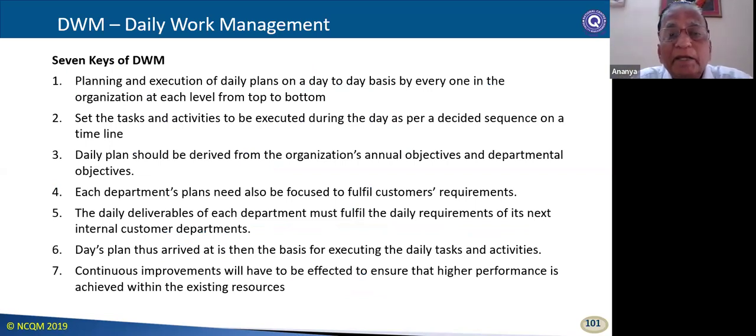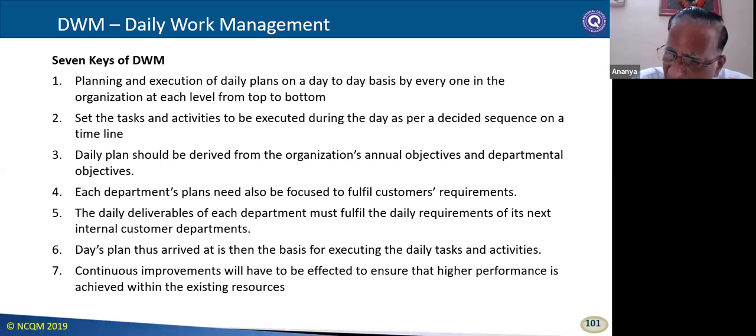Planning and execution of daily plans on a day-to-day basis by everyone in the organization at each level. Normally we do that. Production people do a weekly schedule. Weekly schedule becomes a daily schedule. Daily schedule becomes availability of material. All we know now today, this is available through your ERP or through your computer.